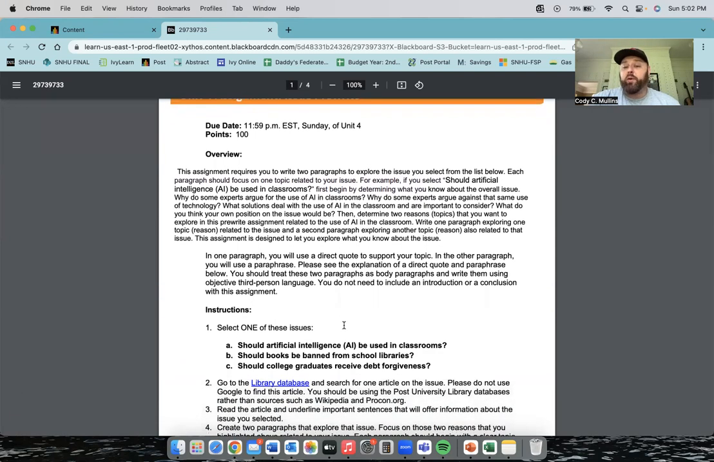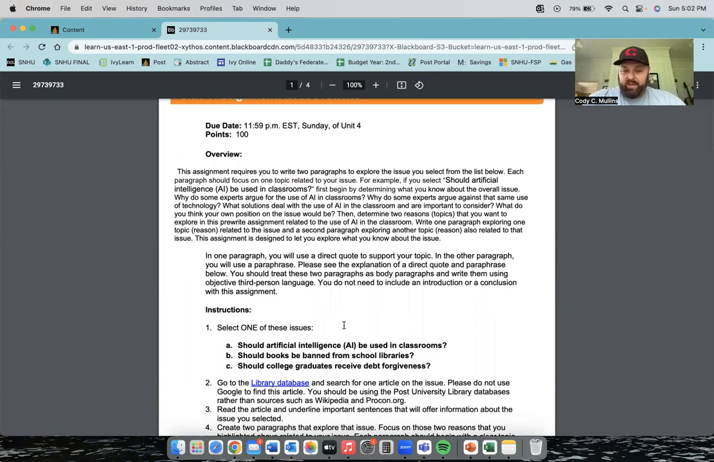In one paragraph, you're going to use a direct quote to support your topic. So you need to find research, you need to find a source. And in the other paragraph, you're going to use a paraphrase. The readings for this week go into detail about sources and how to do both of these things.